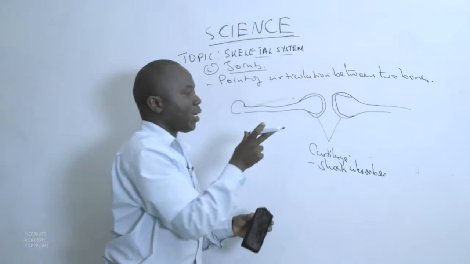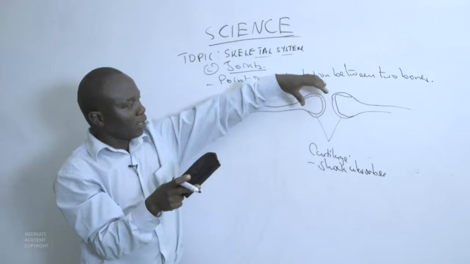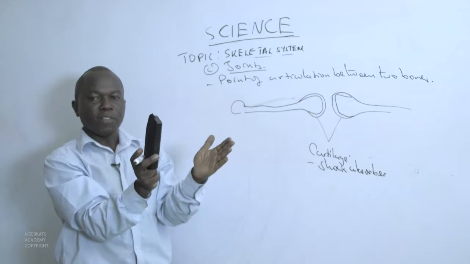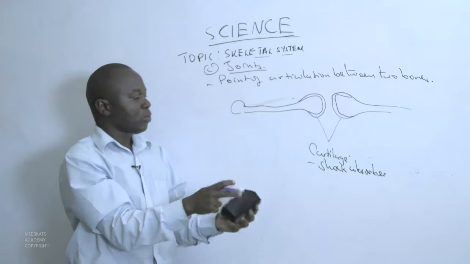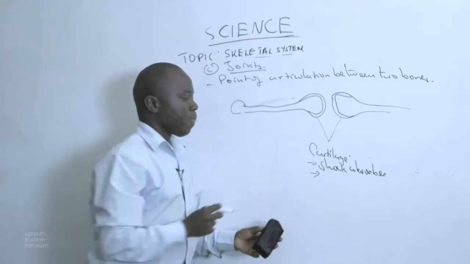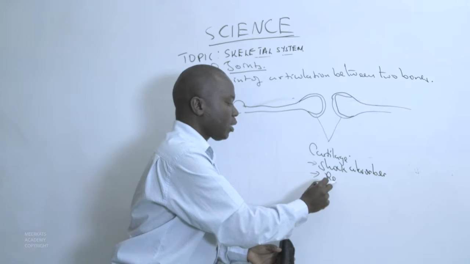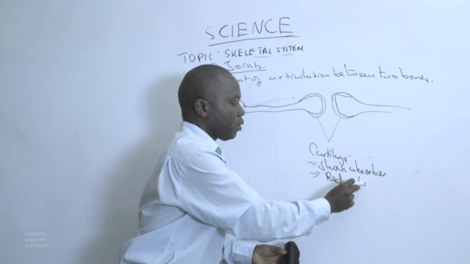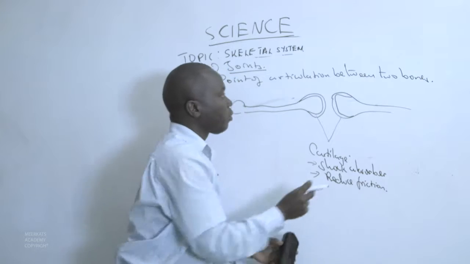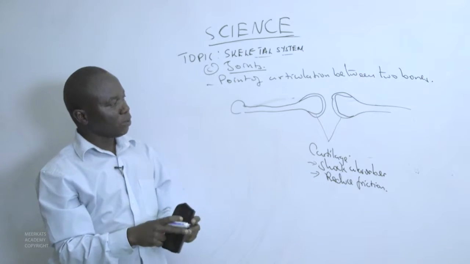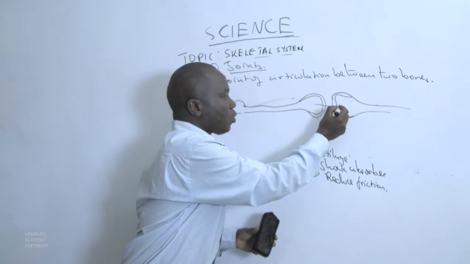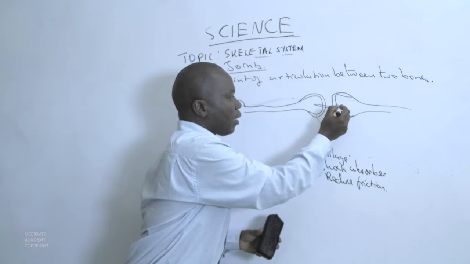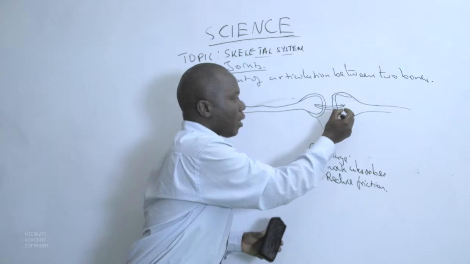If there is a mechanical problem such that the two bones are forced to get into contact with each other, the cartilage is going to absorb the shocks. And then we have also said that it reduces friction. We have different types of joints. We are going to look at them. But the two bones are usually held together by another tissue.